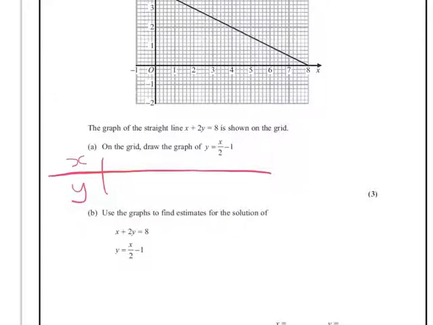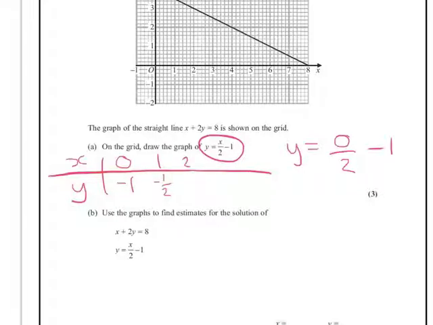So if we start off with x equals 0, along the corridor 0, if we put that into this equation here, we're going to get y equals 0 over 2, which is 0, take away 1, so that's going to be negative 1. If we then put 1 into that, we're just picking 0, 1, 2, because they are the easiest numbers to work with, but we'll keep going until we get to about 7. We're going to have 1 over 2, which is a half, and then take away 1, which is negative a half.